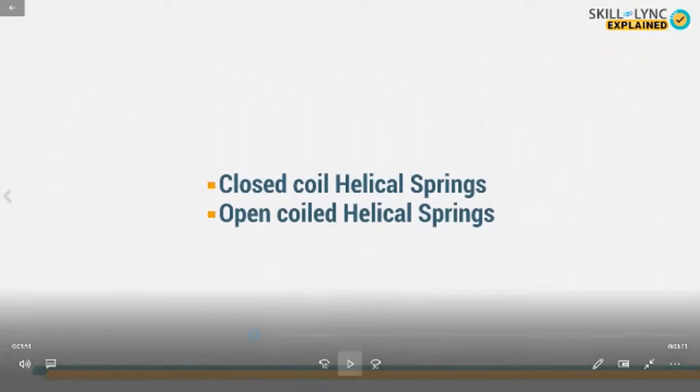Note down, the first spring is the helical spring. The helical spring is again classified into two categories: closed coil helical spring and open coil helical spring. You can note down straight away. So there are two types of helical springs. One is closed coil, the other one is open coil helical spring. I will show you how the closed coil helical spring looks like and its application, and the open coil one as well and its application.